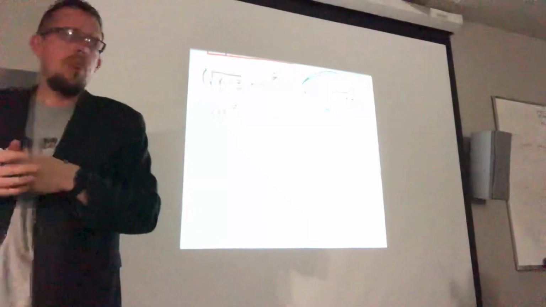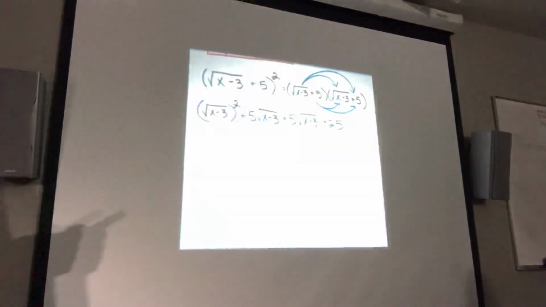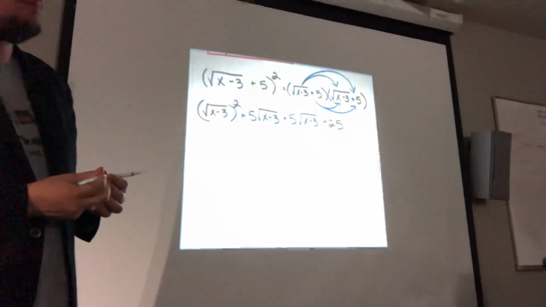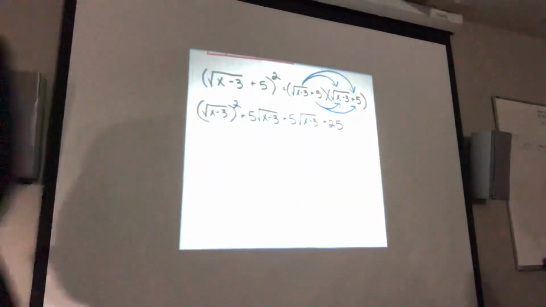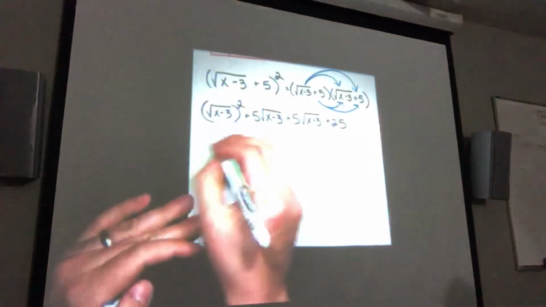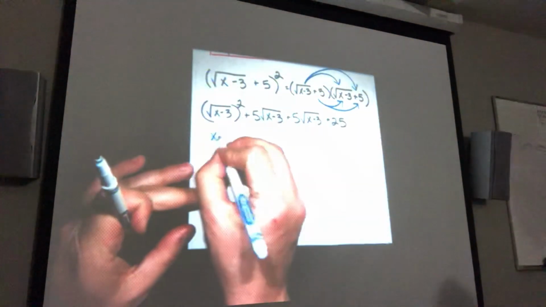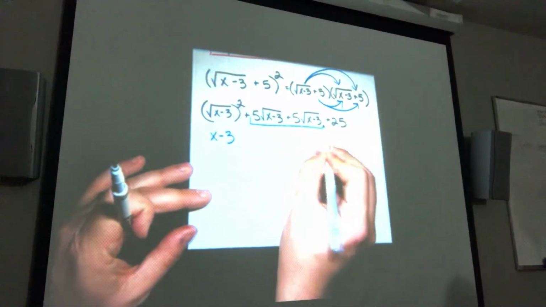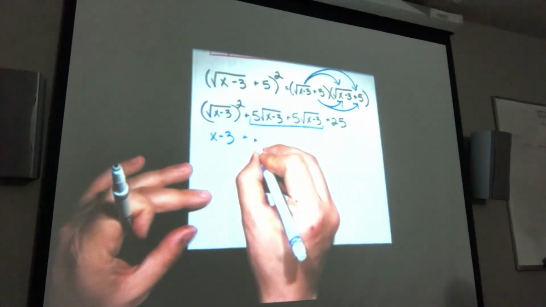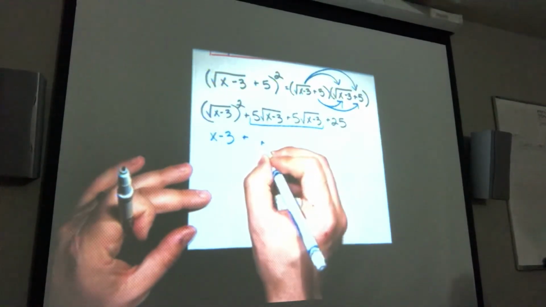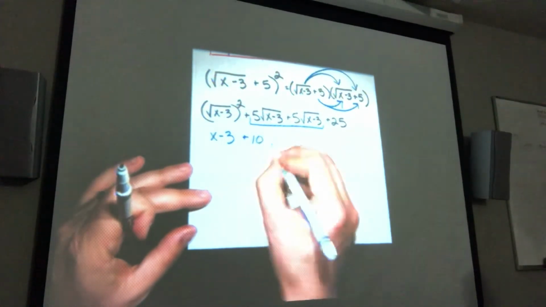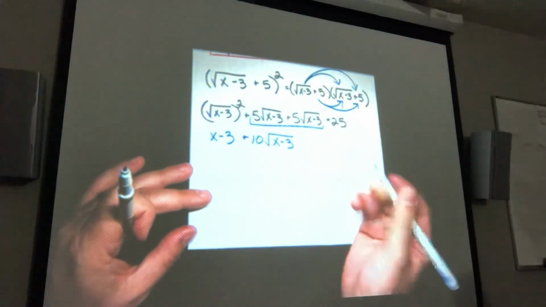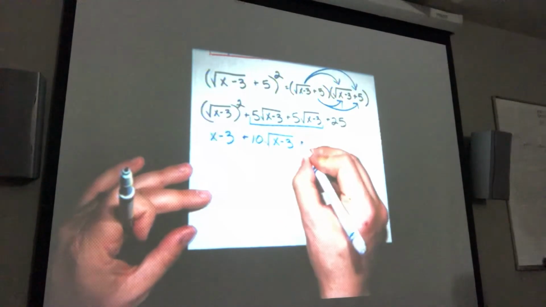How? Because the square root is the opposite of square. It's just going to be what's in the middle, so it's going to be x minus 3. That is correct. This simplifies to just x minus 3. These two things can combine to be, this is audience participation, 10 square root of x minus 3 plus 25.